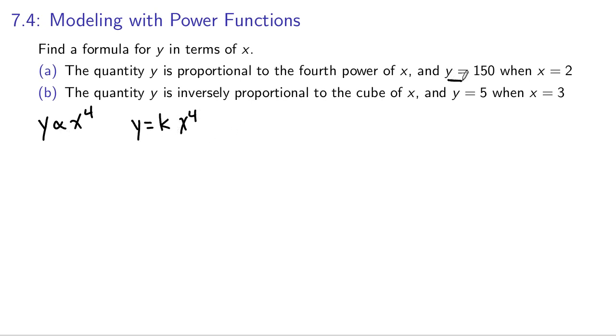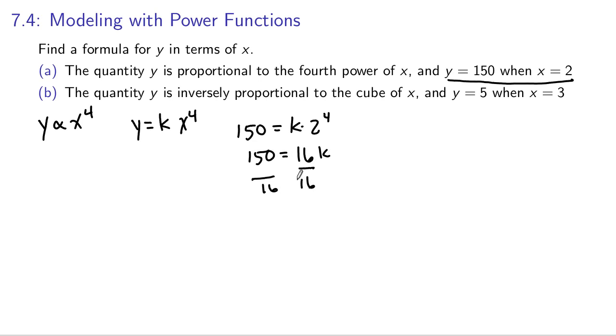Now we can use these two values to write an equation to find k. 150 for y, 2 for x. We get 2 to the fourth, which is 16, times k. Dividing by 16, 150 over 16 is a number that's not too far away from 10. You get a calculator or look up the answer, and we get 9.375 is k.